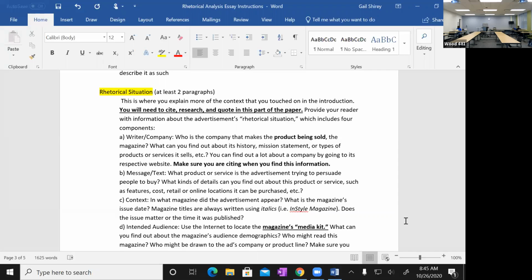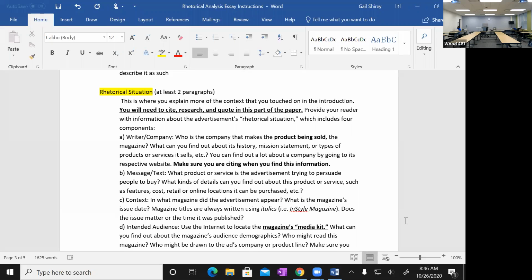Now, again, if you chose not to do a magazine, you were not forced to do a magazine, you were allowed to find an advertisement on the internet, but it has to be in context, which means it has to be appearing somewhere. You can't Google ads and go from there. So where did this ad appear? Where did you find this ad? Where's it being housed right now as an advertisement?